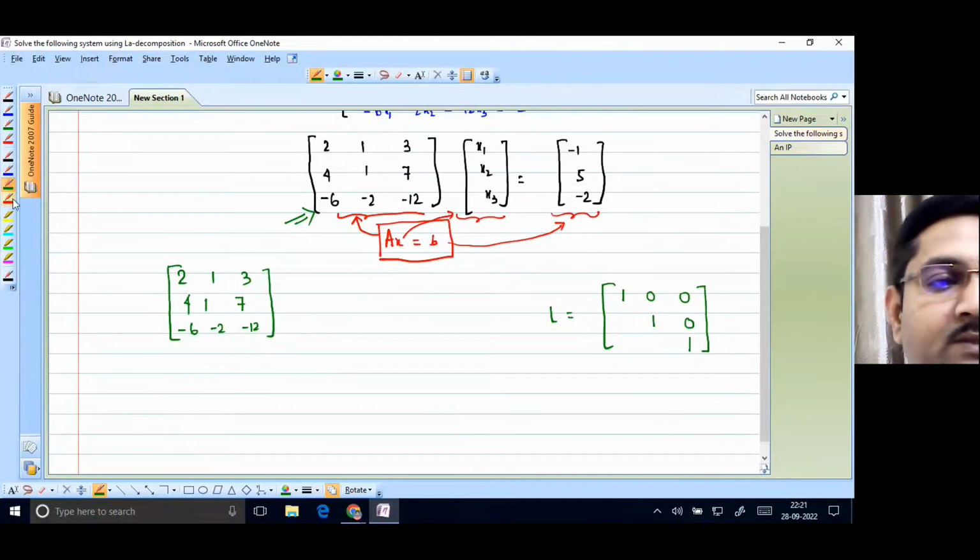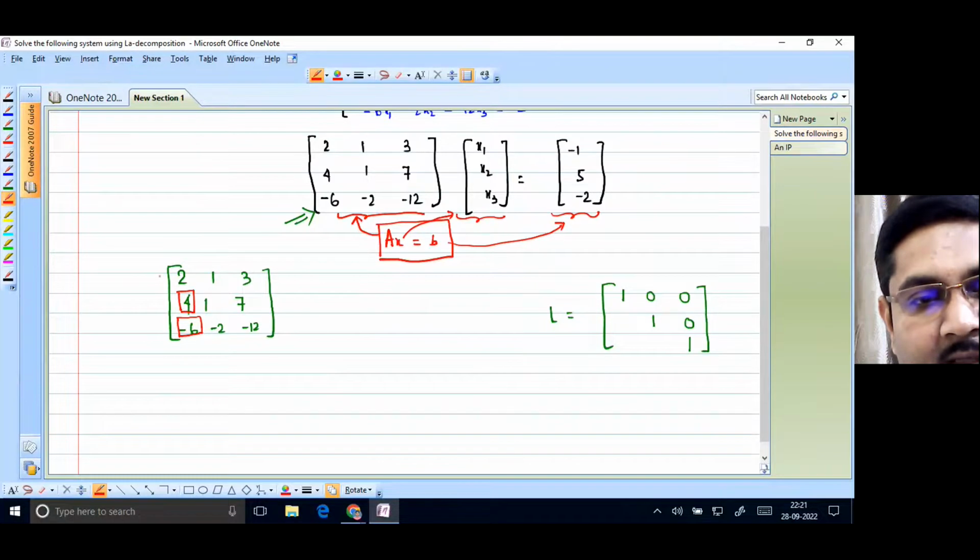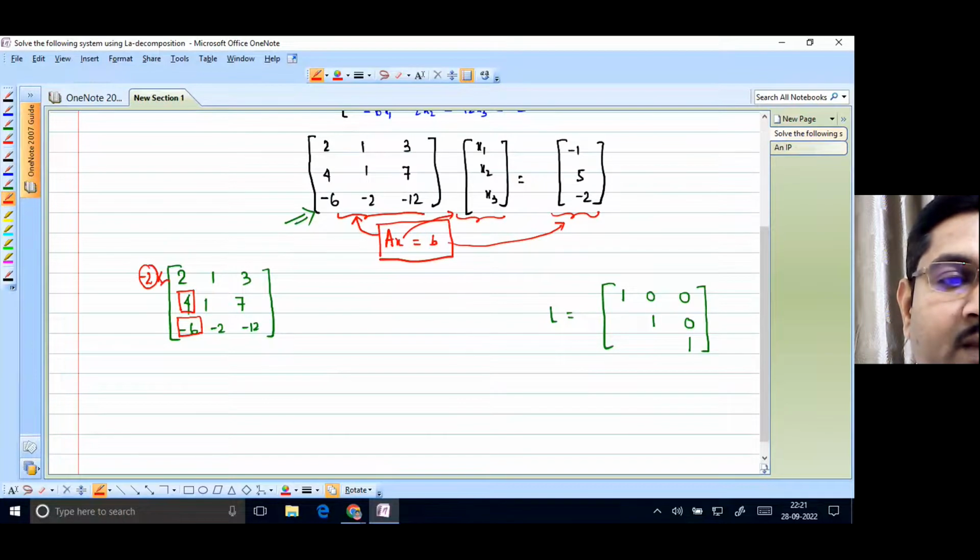So what is my first operation? In the first column, I will try to bring the elements 4 and minus 6 to 0. I will try to make these positions 0, and for that I will multiply minus 2 to the first row and add it to the second row. So let us see what I am going to get.